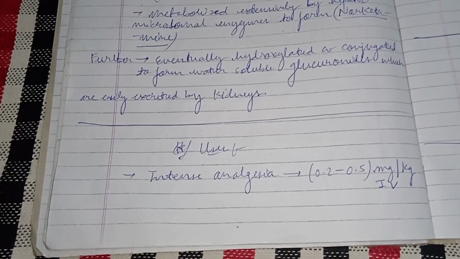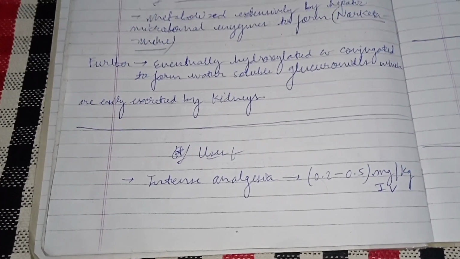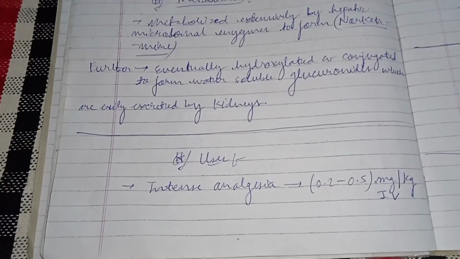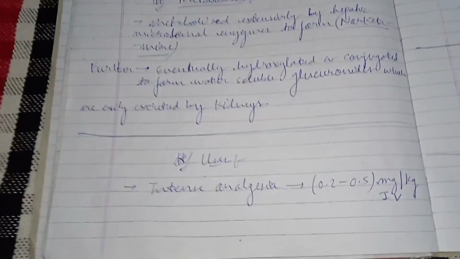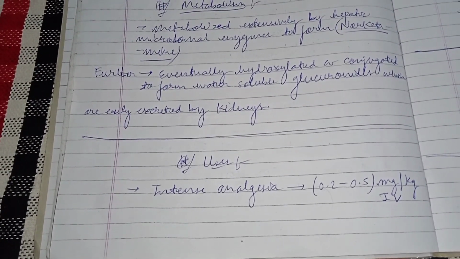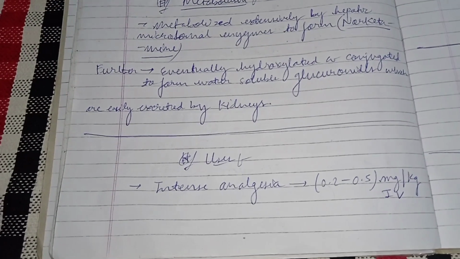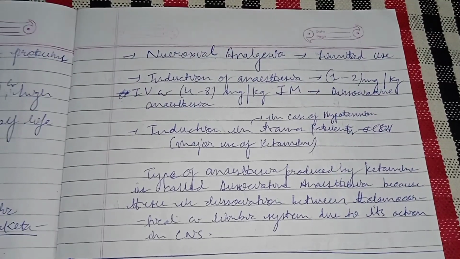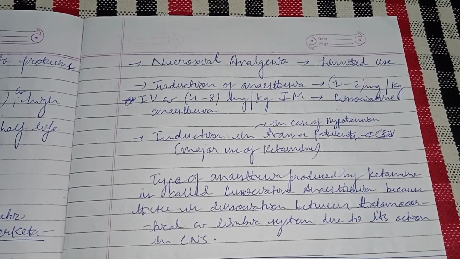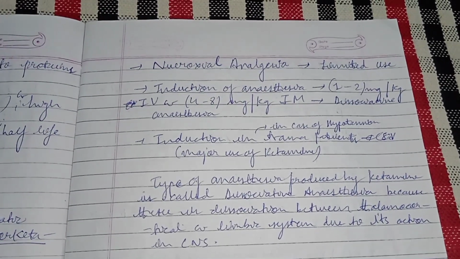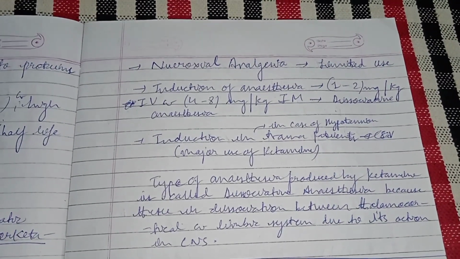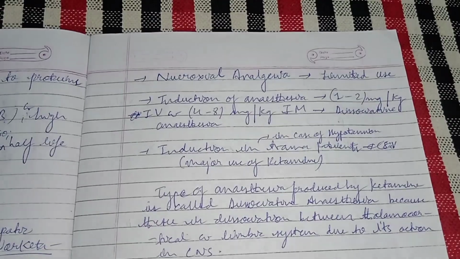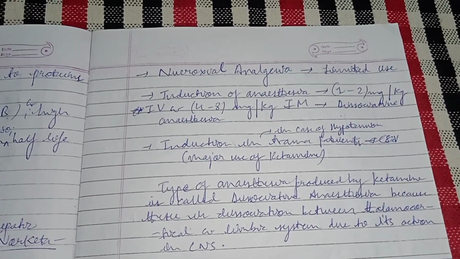Now let's look at its uses. The first use is that it causes intense analgesia, and do note the dose at which it does so. At a dose of 0.2 to 0.5 milligram per kg body weight, it causes intense analgesia if given intravenously. Then it has limited use in neuraxial analgesia. Then induction of anesthesia: the dose is 1 to 2 mg per kg intravenously and 4 to 8 mg per kg intramuscularly. If it is given at this dose specifically, then only it causes anesthesia.